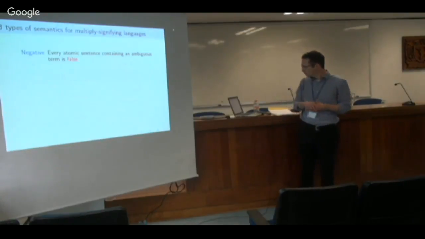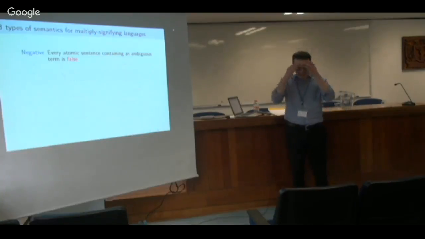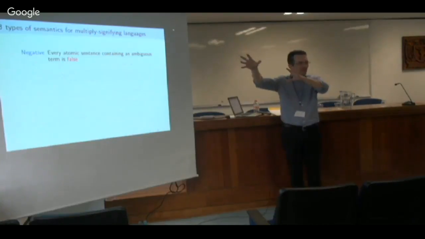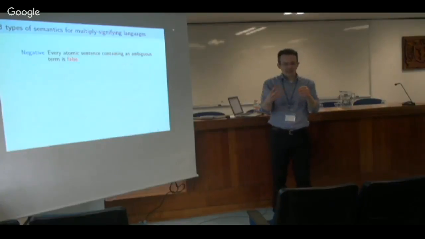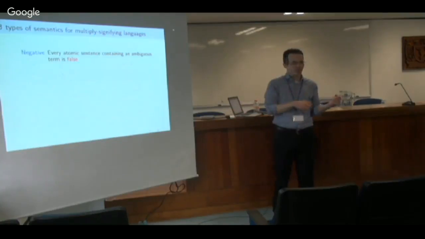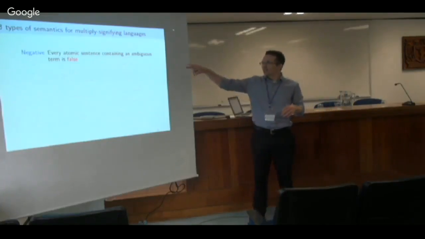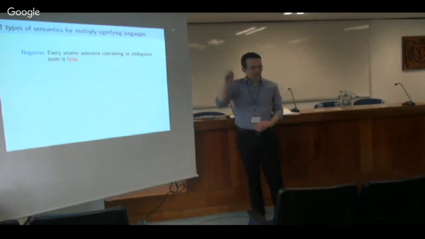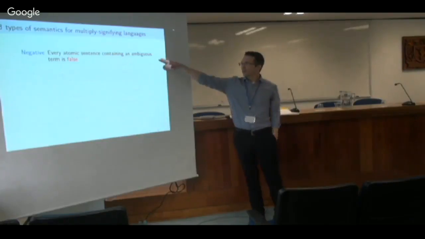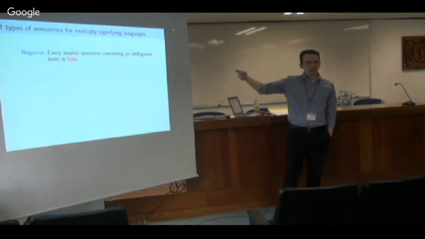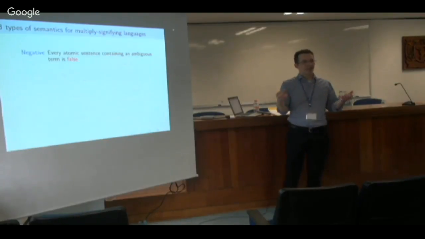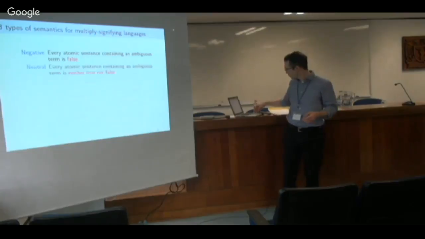Okay, so in free logic, remember that's the logic for non-denoting terms, there's a taxonomy of semantics, and I'm just going to borrow that taxonomy and take it over. The three types are negative, neutral, and positive. In a negative semantics for languages with confused terms, every atomic sentence containing a confused term or a multiple signifying term is false. So for example, when Fred says, Charlie is an ant, that's going to be false.